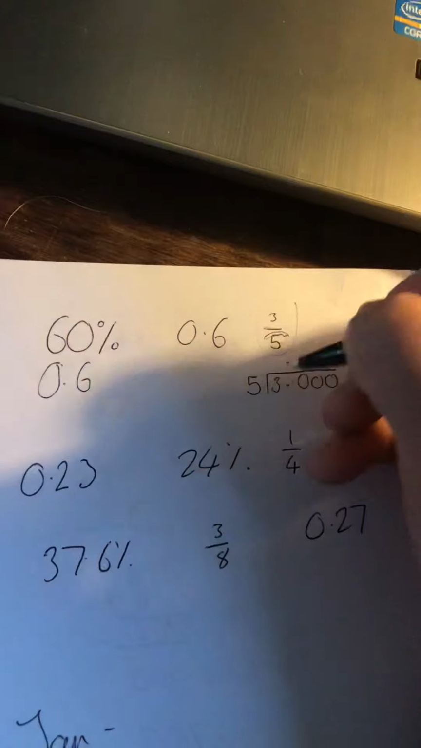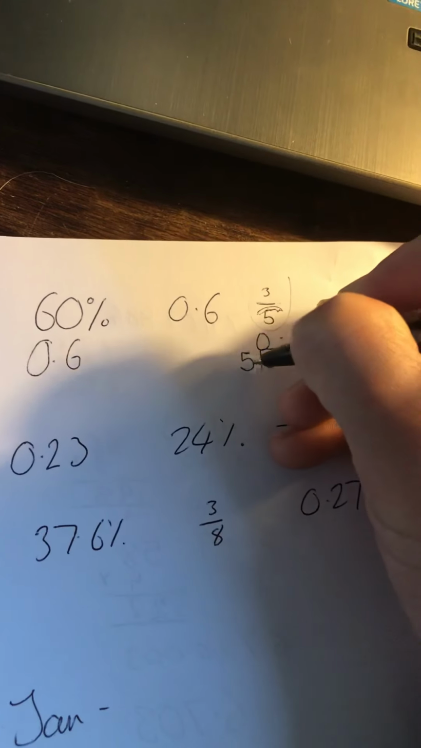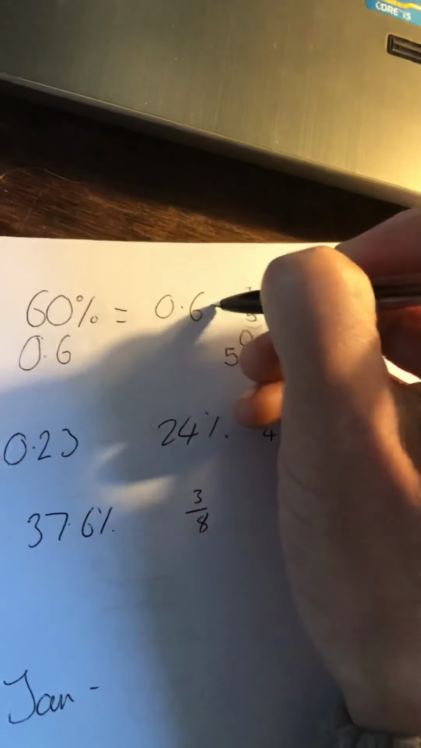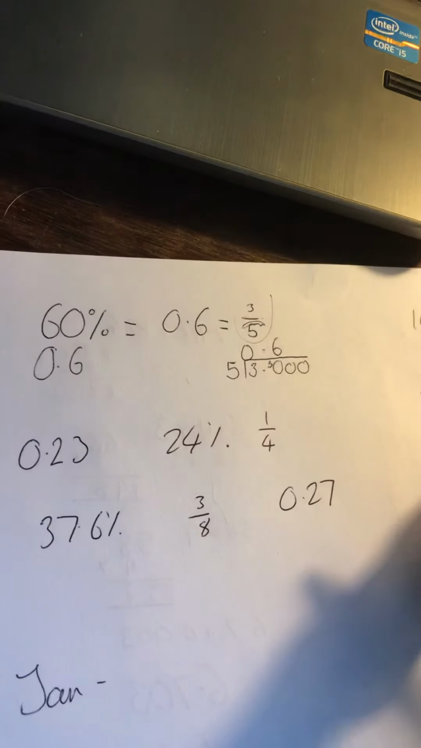How many 5s are in 3? 0, remainder 3. 5's into 30, 6, nothing left. So there is my proof that they are all equal.